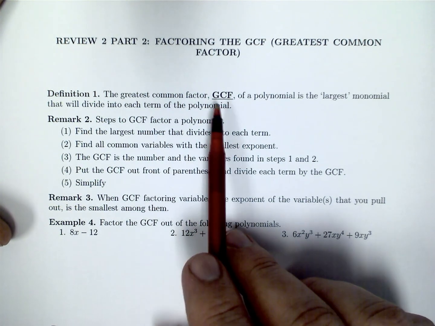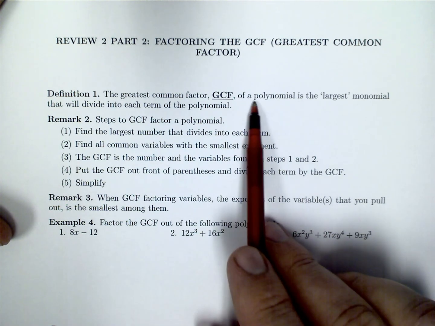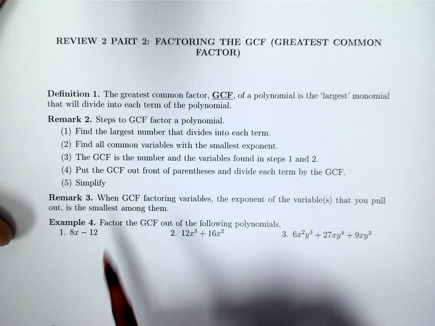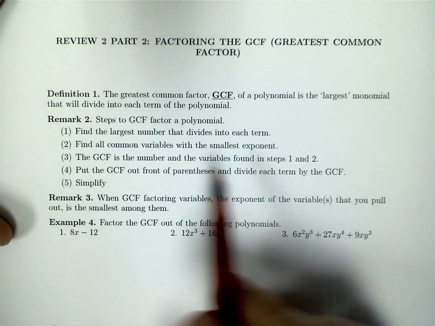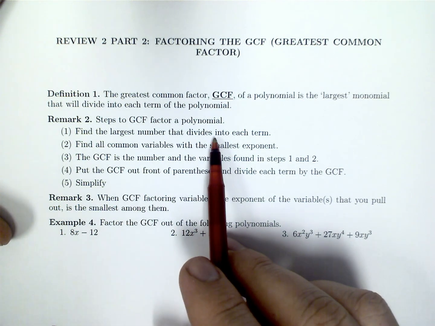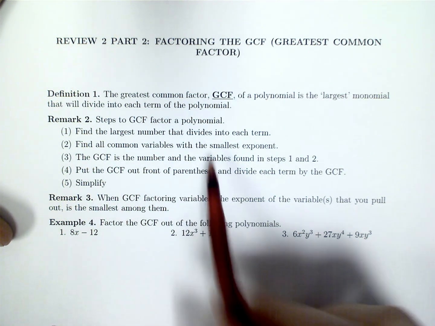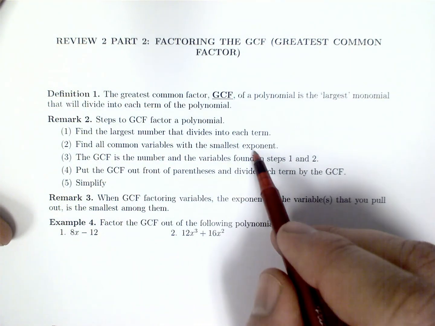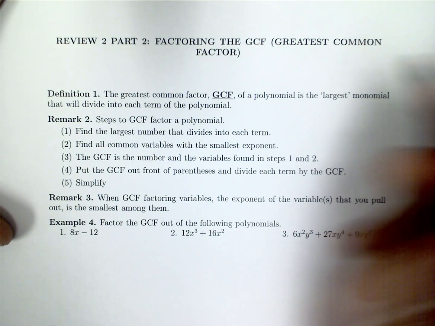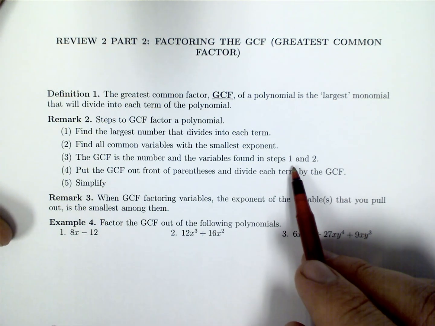So, the greatest common factor, otherwise called GCF, of a polynomial is the largest monomial that will divide into each term of the polynomial. To find this GCF, we're going to look for the biggest number that divides into each term. We're going to look for all the common variables, and then for each one that's common, we look for the one with the smallest exponent. So the GCF will be both of those combined from 1 and 2.